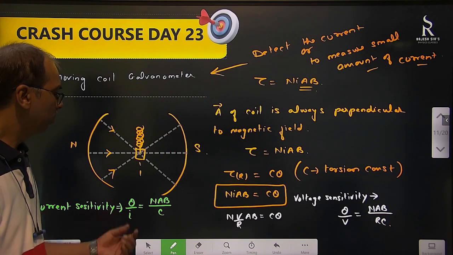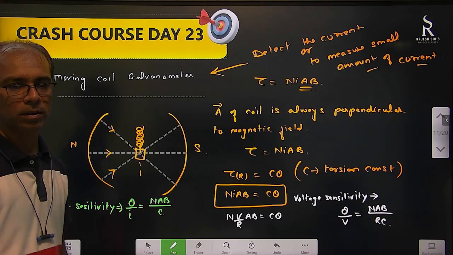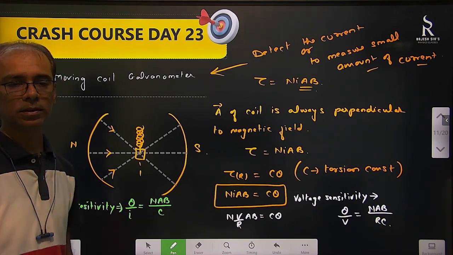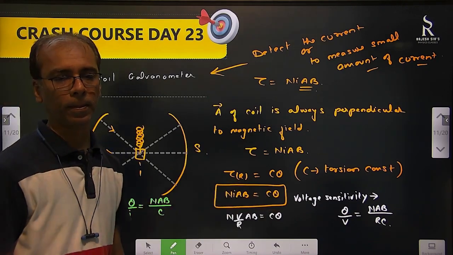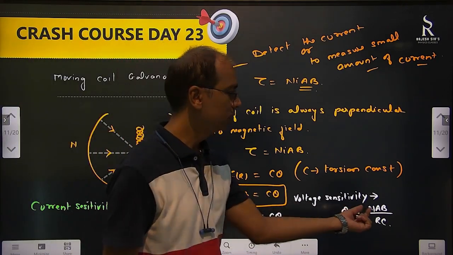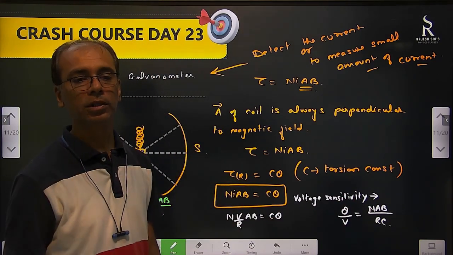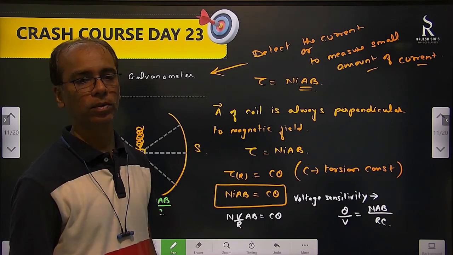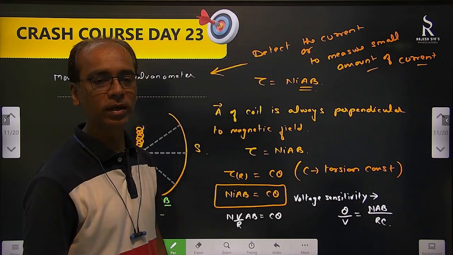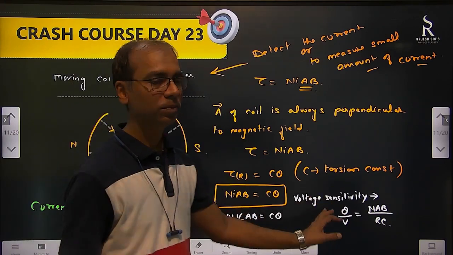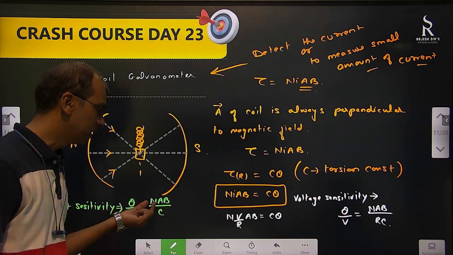Okay, fine. Now, if I increase the number of turns, current sensitivity is going to increase, but voltage sensitivity will decrease? No, voltage sensitivity will remain the same. Why? Because if you are adding turns, that means you are increasing the number of coils, so resistance also will increase, no? So here is N by R. If N increases, R also increases. So there will be no change in voltage sensitivity, but current sensitivity will increase if you increase N.